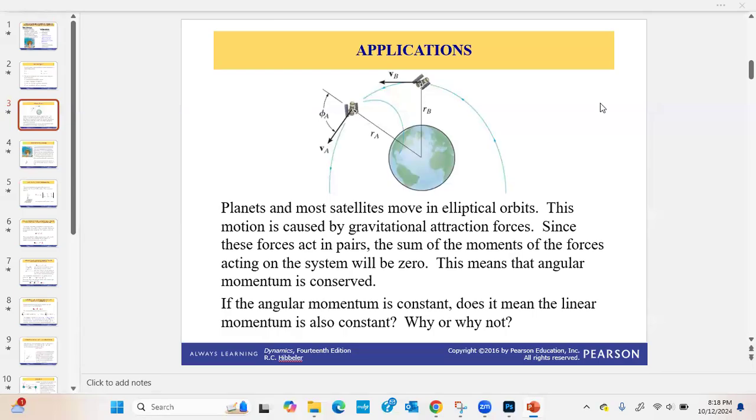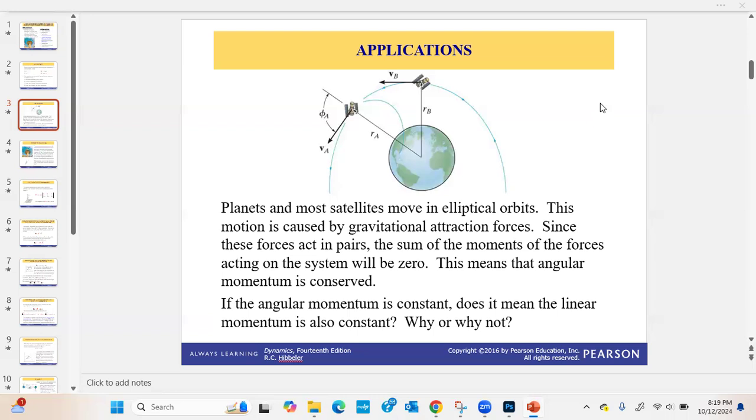In this last section from chapter 15, we are talking about angular momentum and conservation of angular momentum. And we see that show up in, for example, the travels of satellites around the Earth. They travel with elliptical orbits, and because of the forces acting on them, angular momentum is conserved, and so they don't require quite as much energy.